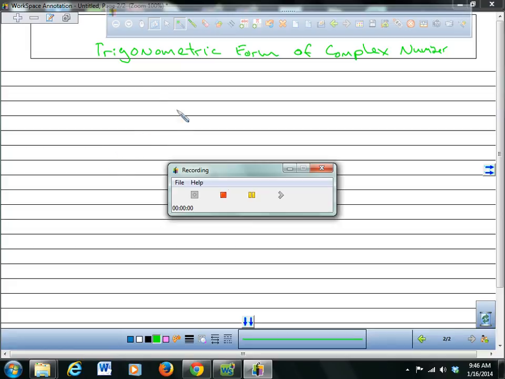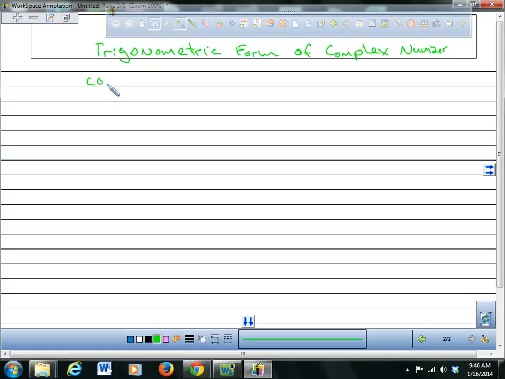We call complex number. A complex number is a number of the form... In this book they use the letter Z. I like to put little slashes through my Z so they don't get confused with 2's. Z equals a plus bi. A plus bi is the general form of a complex number.